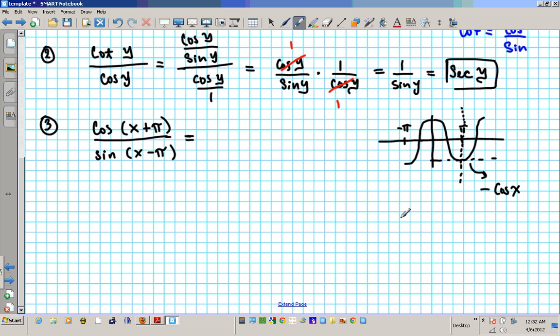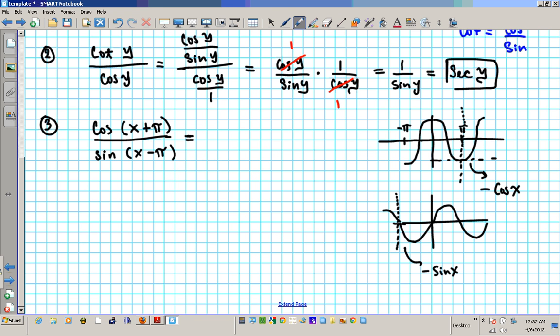And then for sine, this is your typical sine right here. Sine of x minus pi basically means that you're shifting sine to the right by pi units. If you shift sine to the right, this will become your new y-axis. And then what kind of function is this? This function that we're creating is basically the negative of sine x.